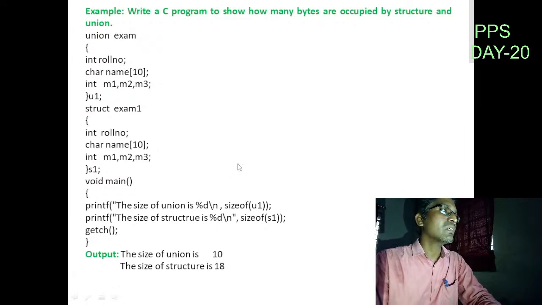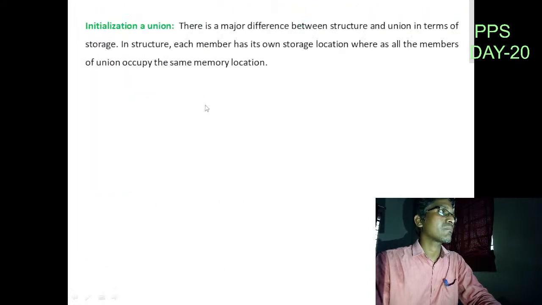So that means with the help of a union, we reduce the memory size. We save memory space, whereas by using a structure you occupy more memory space. That is the main difference between a structure and a union. In this example, by using the sizeof operator, we found the number of bytes occupied by the structure and union members. The union occupies 10 bytes and the structure occupies 18 bytes. That's why you can say that a union occupies less memory space and a structure occupies more memory space. And now, initialization.